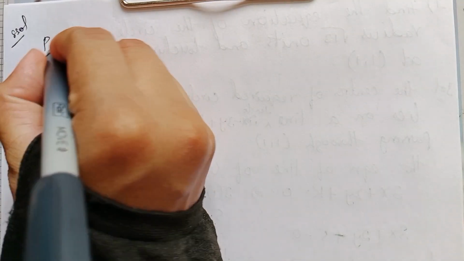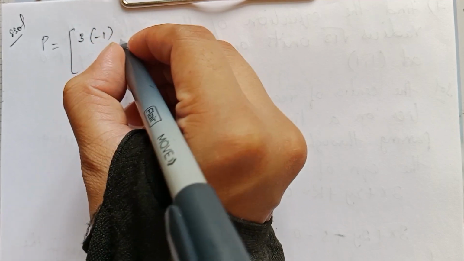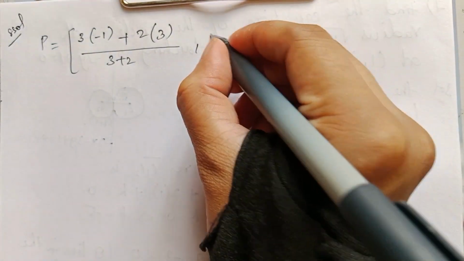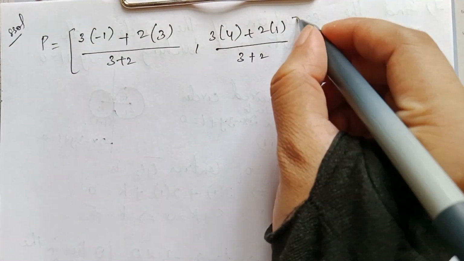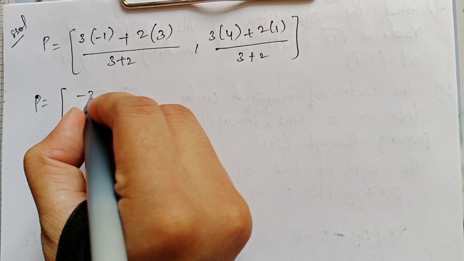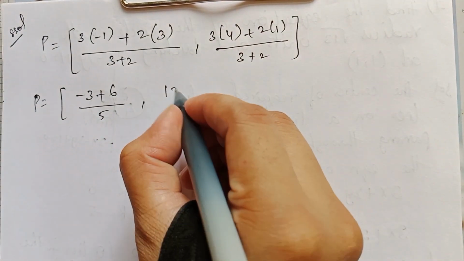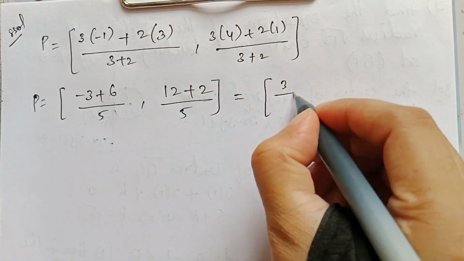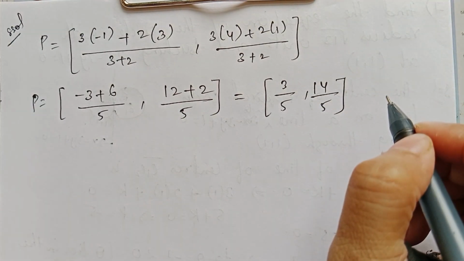So P equals (m times x2 plus n times x1) by (m plus n), comma, (m times y2 plus n times y1) by (m plus n). The value of m is 3, x2 is -1, n is 2, x1 is 3, by 3 plus 2, comma, 3 into 4 plus 2 into 1 by 3 plus 2. So P equals (-3 plus 6) by 5, comma, (12 plus 2) by 5, which equals 3 by 5, comma, 14 by 5. So this is our point of contact.